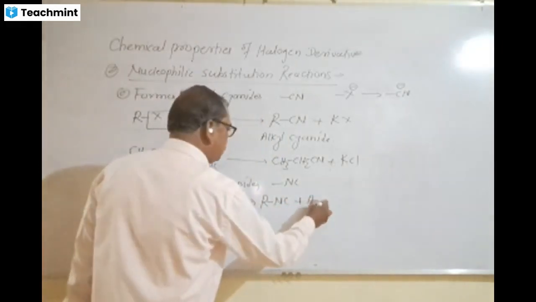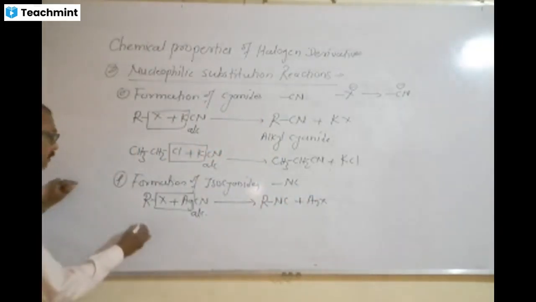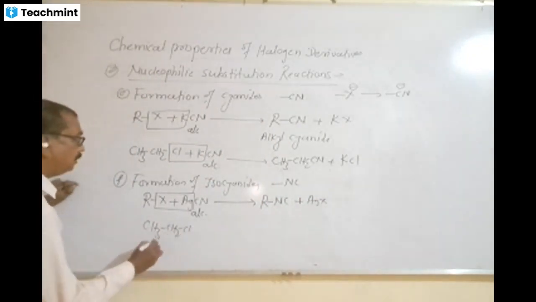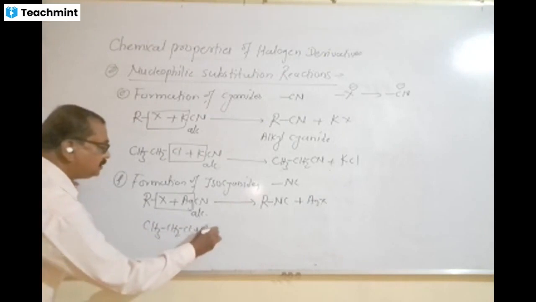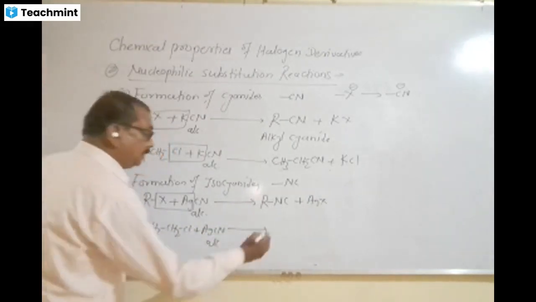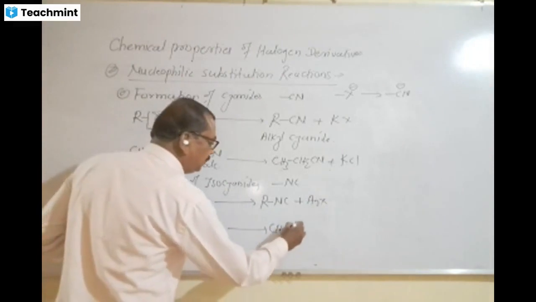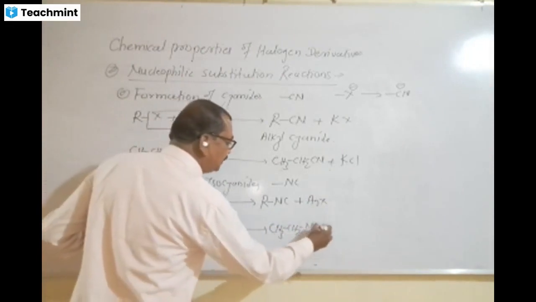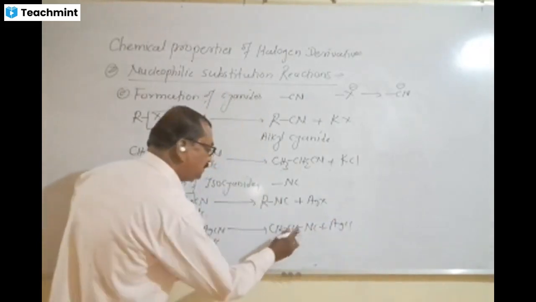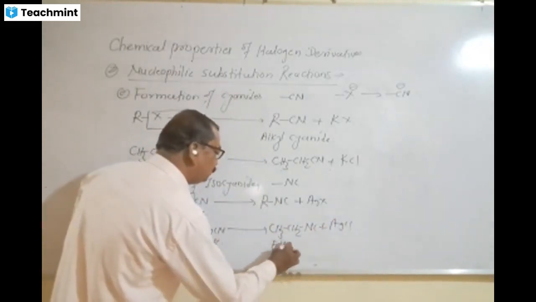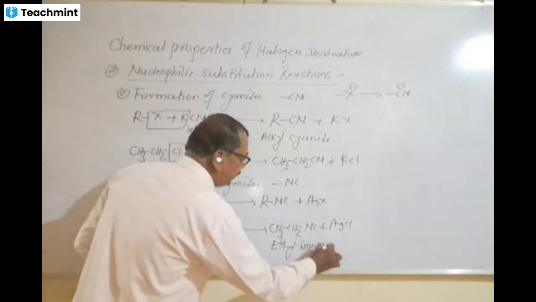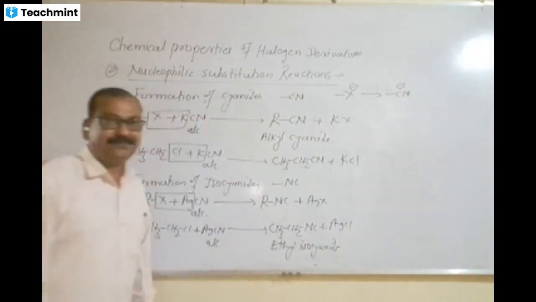Plus AgX. For example, CH3CH2Cl when treated with AgCN in presence of alcohol gives CH3CH2NC plus AgCl. The CH3CH2 group is an ethyl group, and with the NC group, therefore it is isocyanide, ethyl isocyanide.